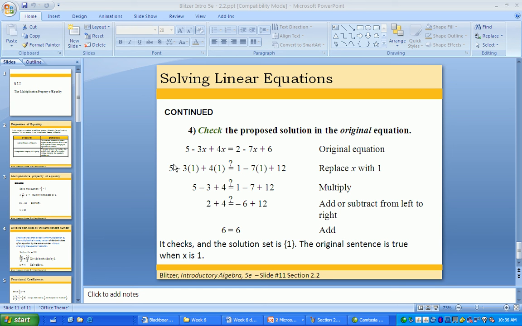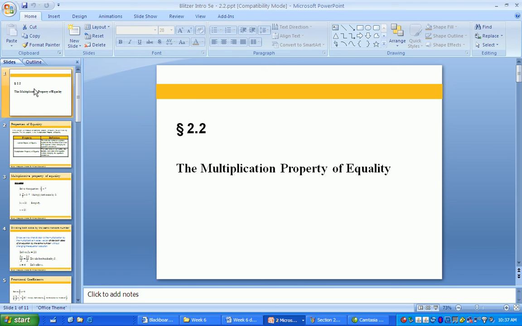Okay, everybody, we're going to go ahead and continue on Chapter 2. In this lesson, we're going to work on solving linear equations. Last section, we worked on the addition property of equality, moving constant terms and variable terms from one side of the equation to the other. So we're going to build on that, and today we're going to learn how to use multiplication to get our variable all by itself.